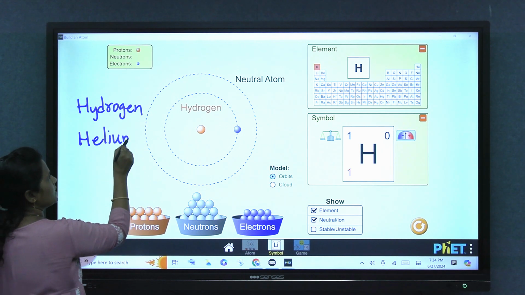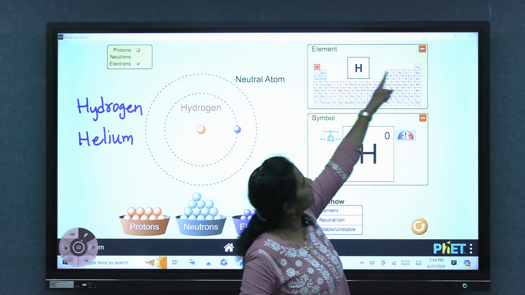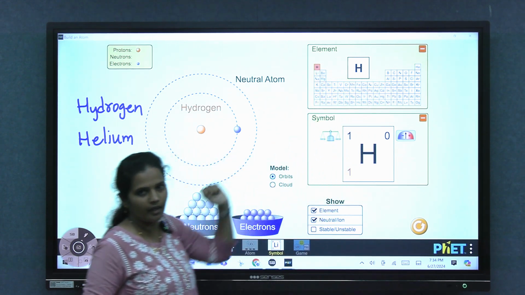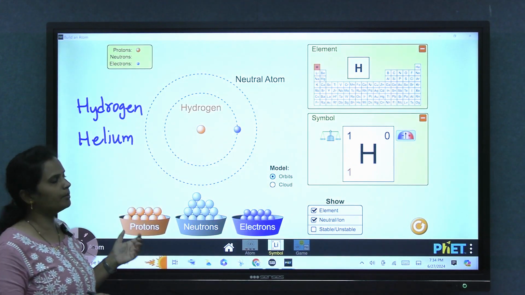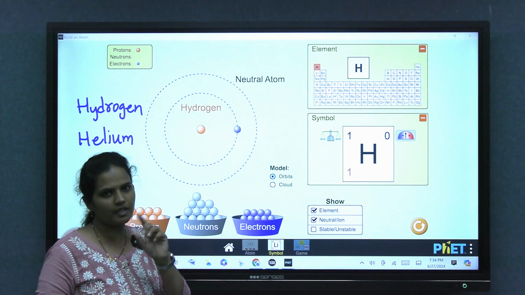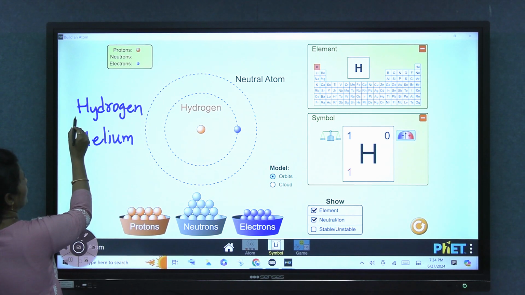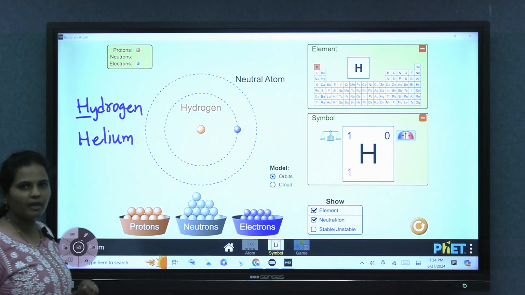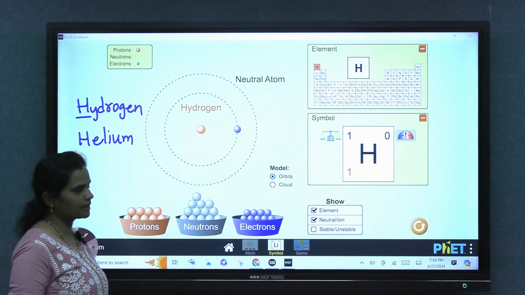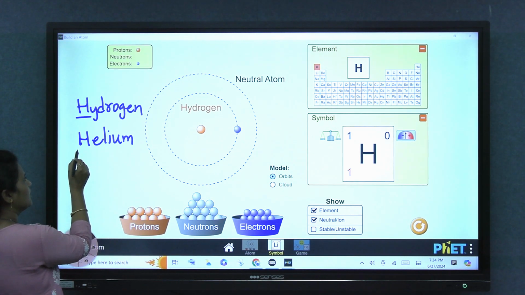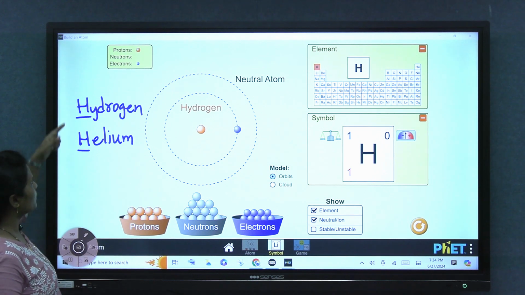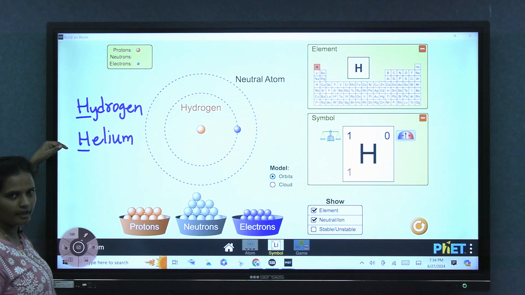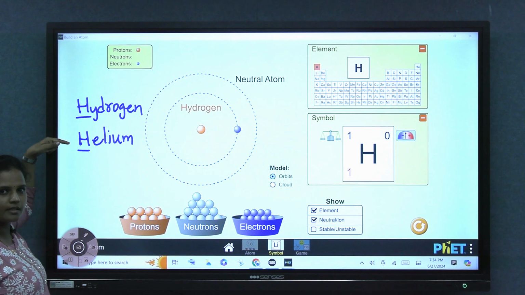These two are elements. You can see here hydrogen and helium. Just now I told you the symbol of an element, we are going to take the first letter. If I take the first letter, that is hydrogen, the symbol will be H, capital H. If I take helium, the first letter is the same.